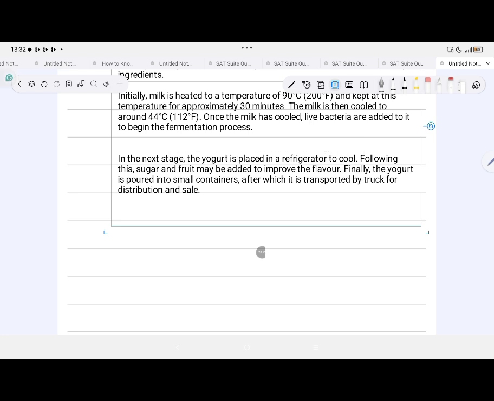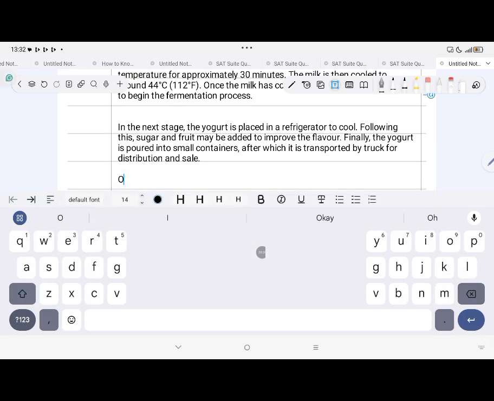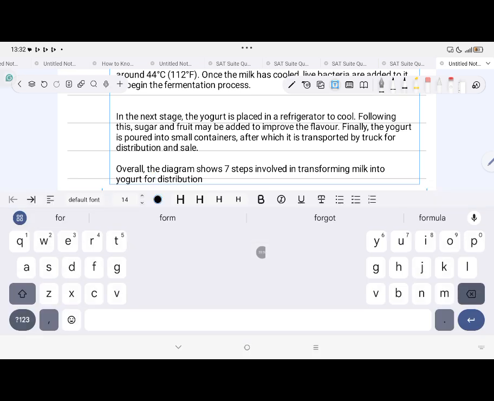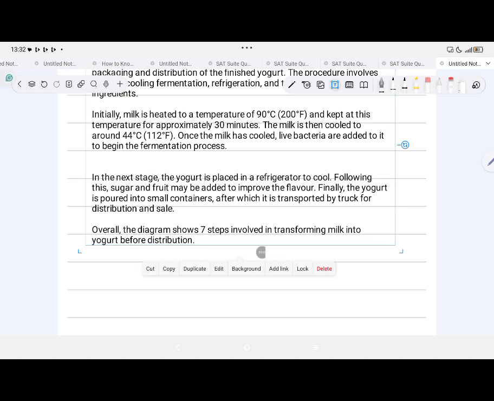Now, you could end with a conclusion like this. Overall, the diagram shows 7 steps involved in transforming milk into yogurt for distribution. Let's say before distribution. So yeah, that's it.